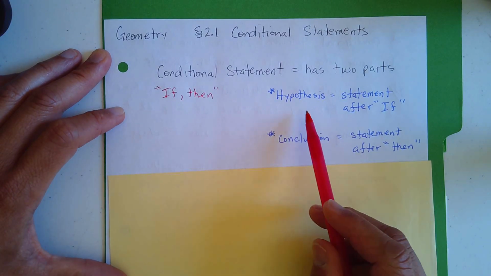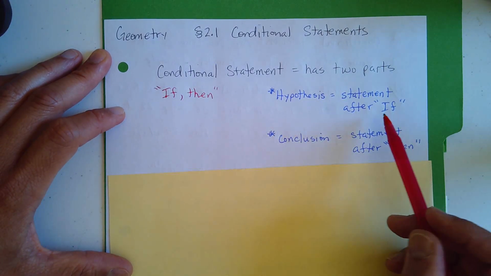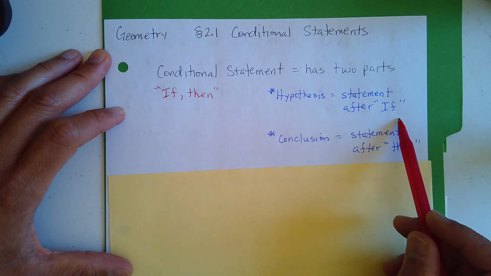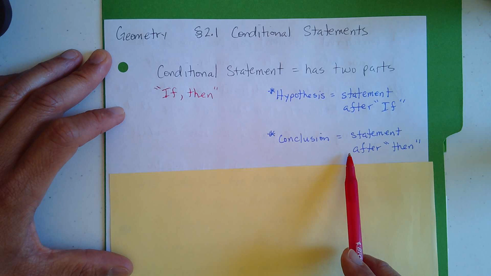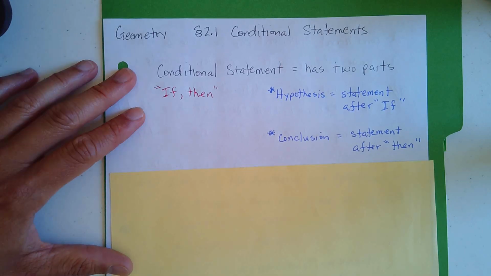will be the hypothesis. It's the statement after the word if. Conclusion is the statement after the word then.